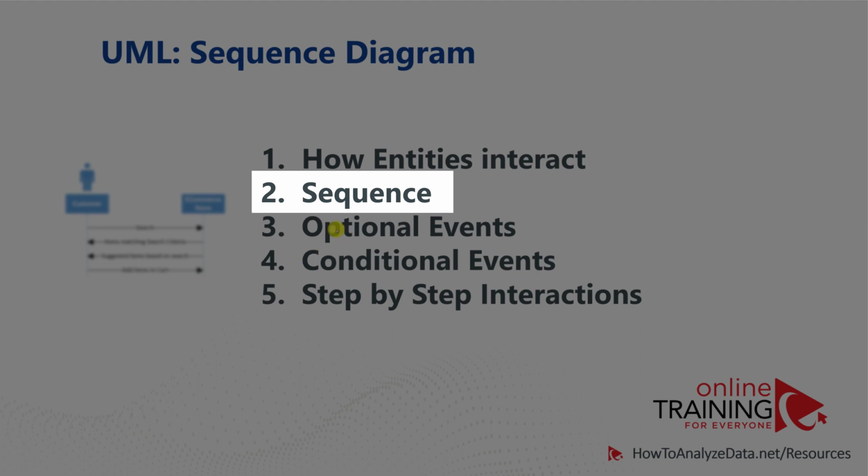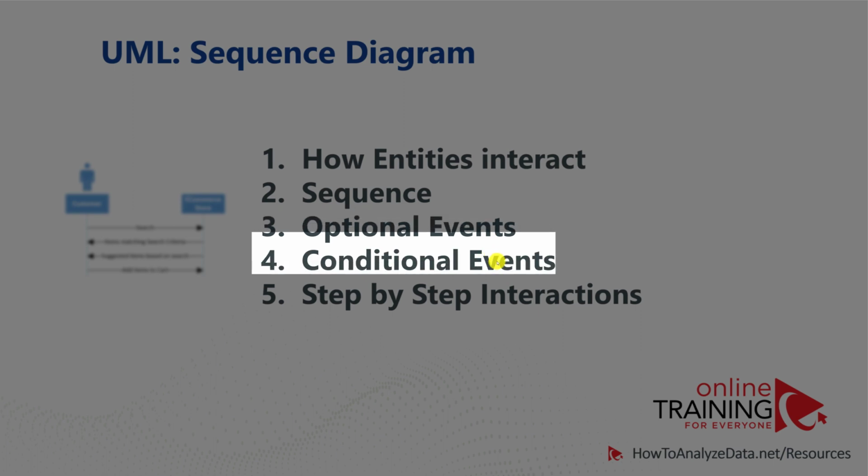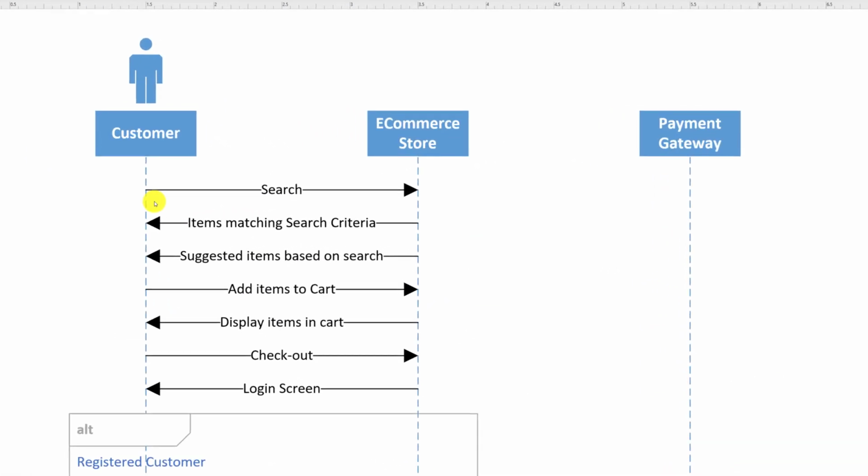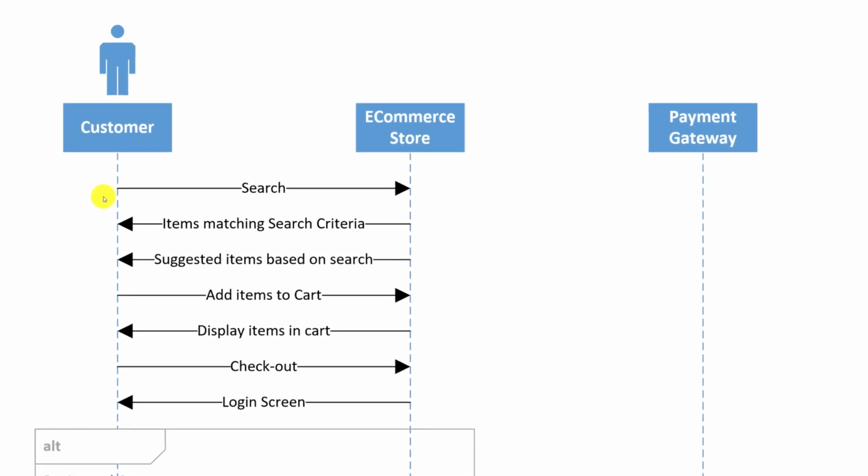A sequence diagram can also represent optional events or conditional events. An example of an optional event might be the customer logging into the system. Logging into the system is not represented in this diagram, but maybe it should be. A lot of times, e-commerce websites retain your login information in the form of cookies, and the next time you come to visit, you are already logged in.